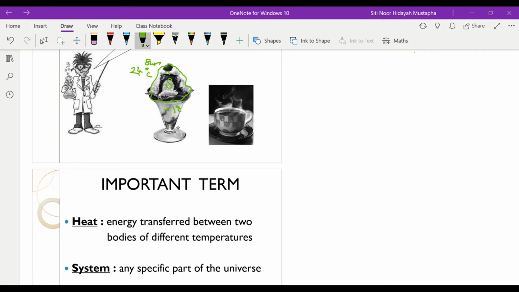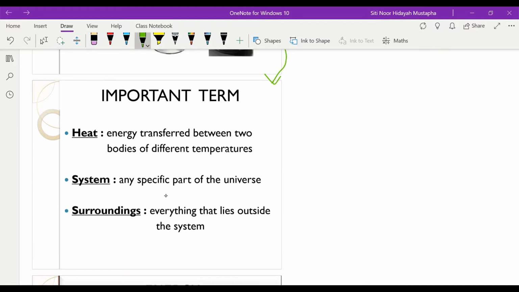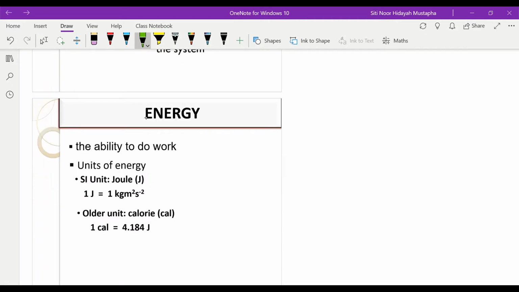You have 24 degrees C in the surroundings and -1 degree C for the ice cream. When you have two different temperatures, you will have energy transfer, which we call heat. So it reflects the terms that you have learned here: heat, system, and surroundings. In thermochemistry, you want to learn about heat, and you know heat is a type of energy.